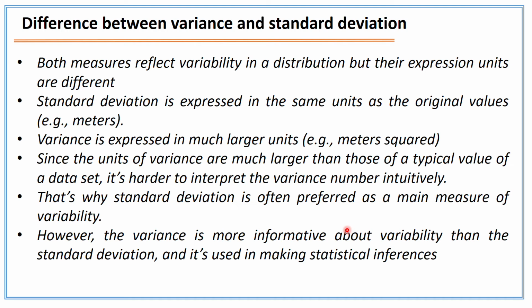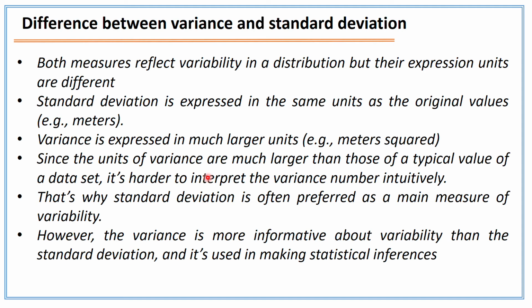Now we will see some important points about variance and standard deviation. First, both are measures of variability. We use both for measurement of how data is varying in a distribution, but their units are different. Standard deviation expresses the answer in the same units as the data set, because we already took the square root. But variance is expressed in much larger units because it is squared. If the original value is squared, then of course the answer will be in square units.